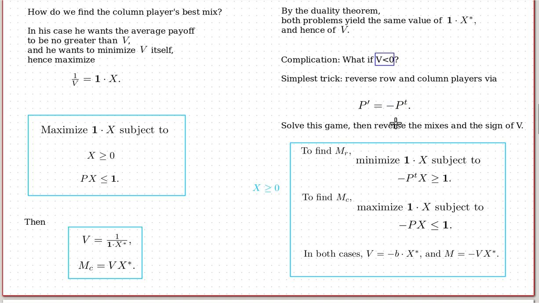And then we solve this game in the usual way. And after you get the solution to the game with P prime, then you reverse the mixes, right? So the mix for the column player in P prime becomes the mix for the row player in P, and vice versa, right? The mix for the row player in P prime becomes the mix for the column player in P, right? And also change the sign of v, because of course P prime had a positive v, whereas we know P had a negative v, so we just change the sign of the v that we get.